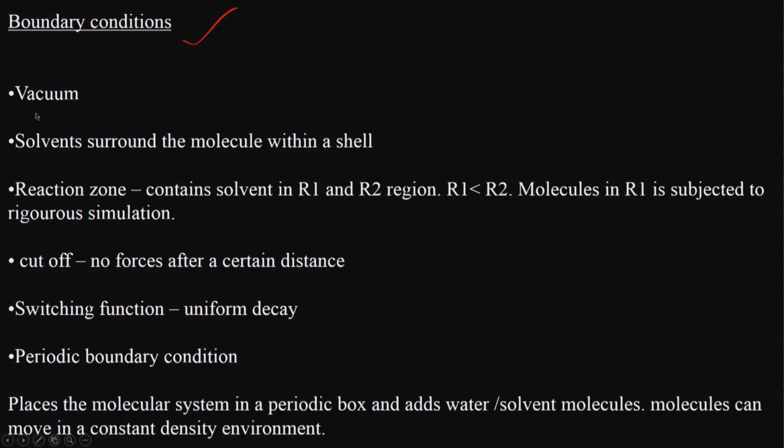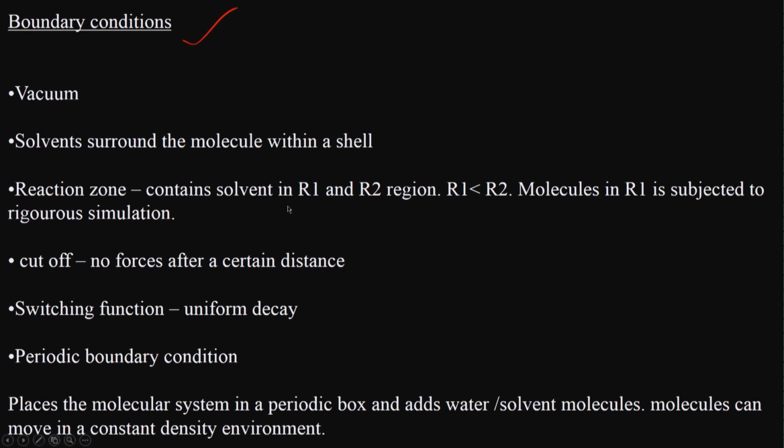So, when you consider vacuum, calculations are easy, we just have that molecule and study it. When you have solvent, you may surround it with water, solvent or chloroform or methanol. So, you are going to have a lot of non-bonded interaction between the molecule and the solvent. So, how many solvents do I consider? Layer, how many layers? So, shell.